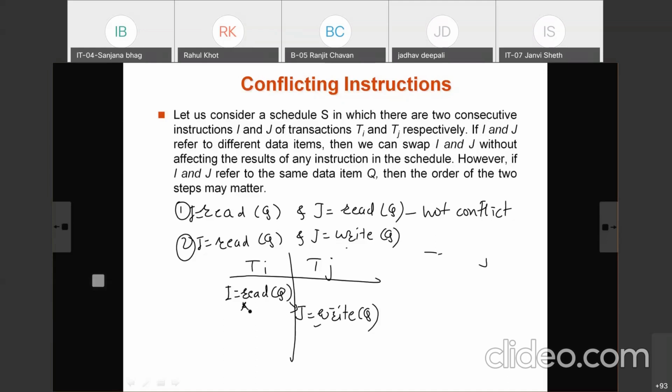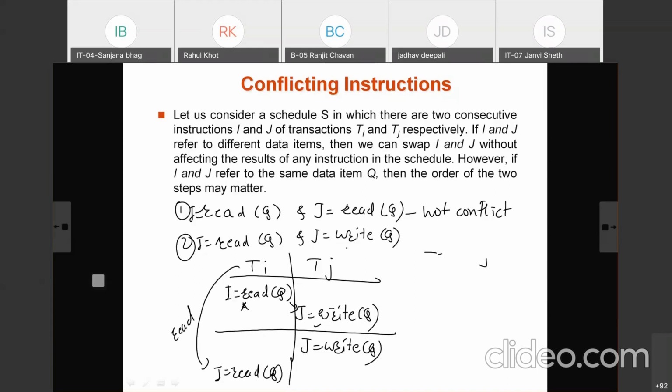Why? Because the read operation is executed first. Now suppose I perform it the opposite way. I first execute J, which is write Q, and then execute I, which is read Q. Then in that case, transaction Ti reads the value of Q which is written by transaction Tj. Is it clear to everyone?